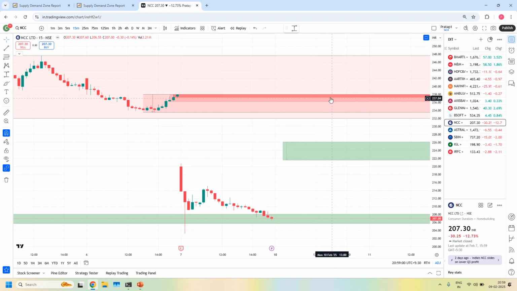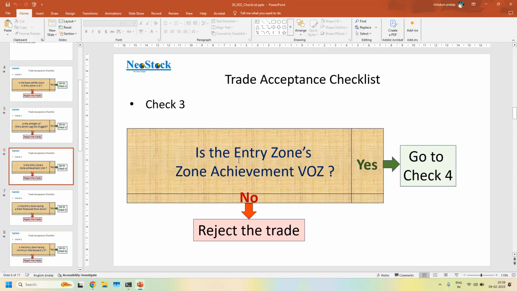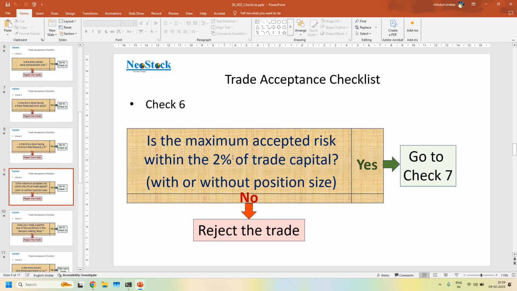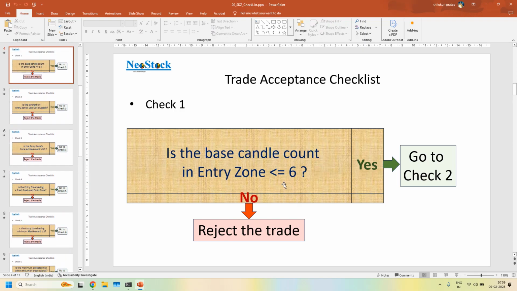And second thing, this should be within your 2% risk management. That is what we have in our checklist. Minimum 1:3 RR should be there. Maximum accepted risk should be within 2% of your trade capital. So these are the essential things you have to check. And what have we confirmed already? What we confirmed already is the remaining checklist.